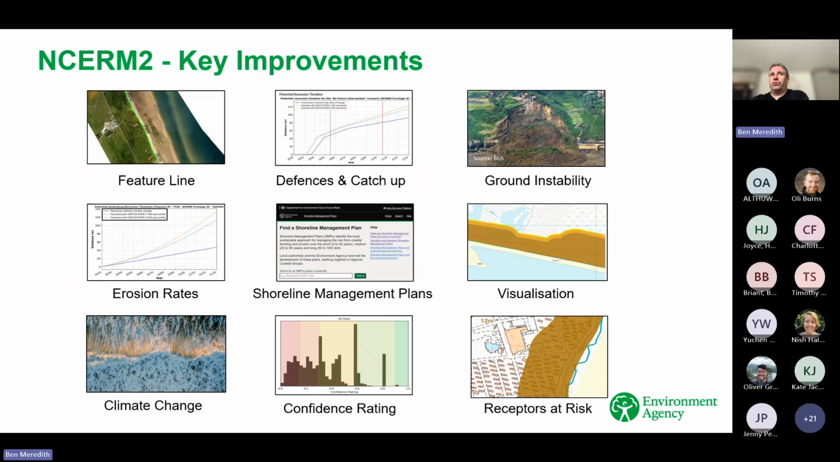So during the NSERM project, we made improvements across all of the areas that you can see on the screen here, as well as bringing in as much current data as possible. And I'll go through each of these during the remaining slides in this session.